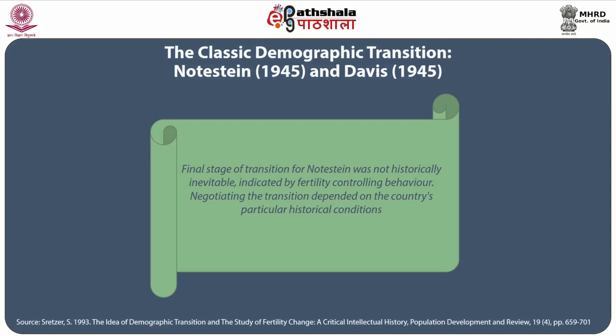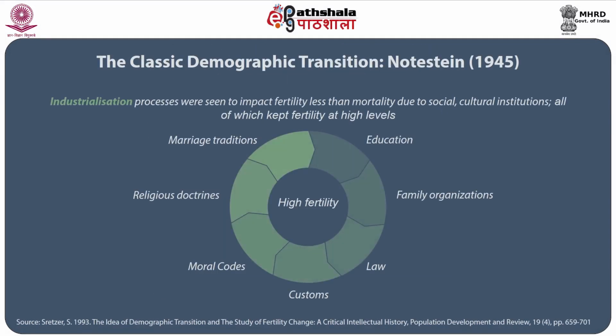The final stage of the transition for Notestein was not historically inevitable. It was indicated by fertility controlling behavior. Negotiating the transition depended on the country's particular historical conditions, another important aspect that was discussed during that period. But industrialization processes were seen to impact fertility less than mortality due to various social and cultural institutions, all of which kept fertility at high levels.